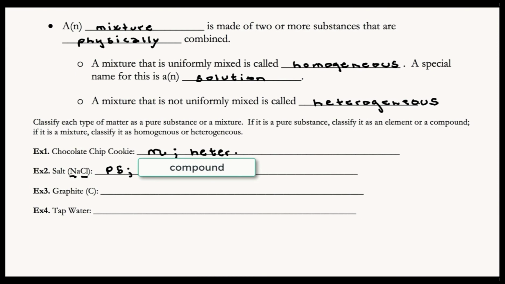The next one, graphite. That's what you're using right now to write these notes. That's a type of carbon. Okay? So graphite, it's just one element or one atom, so it's going to be a pure substance. And because it is only one atom, carbon, it's going to be an element.